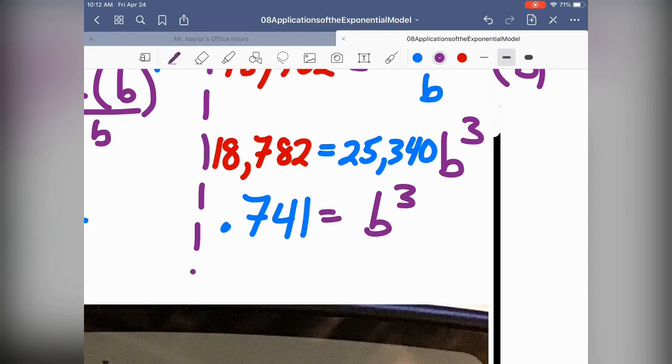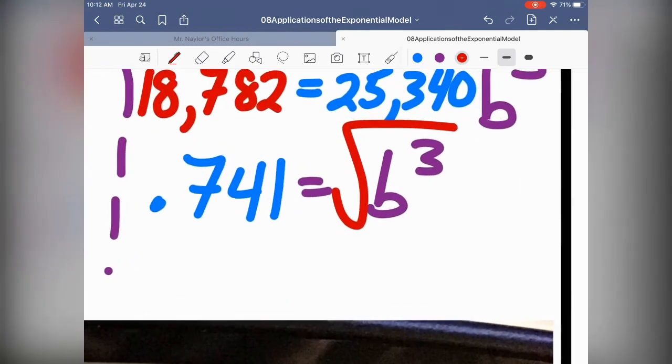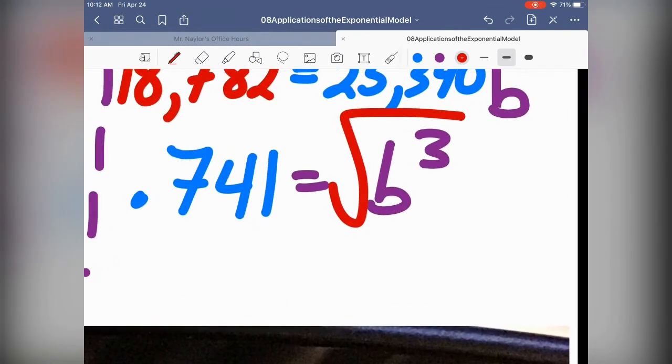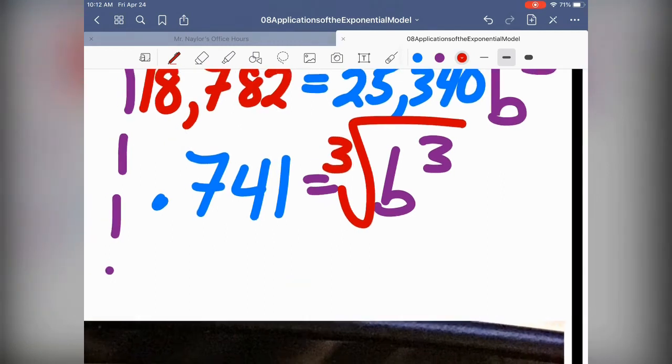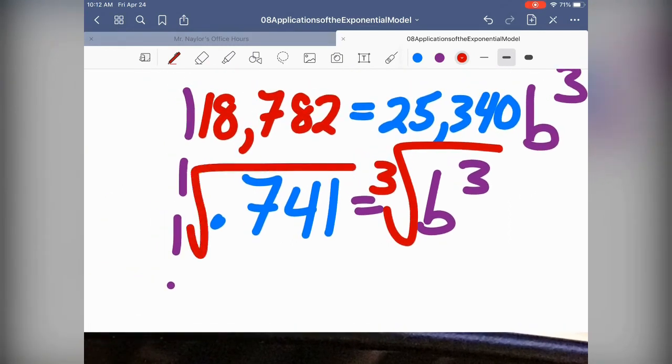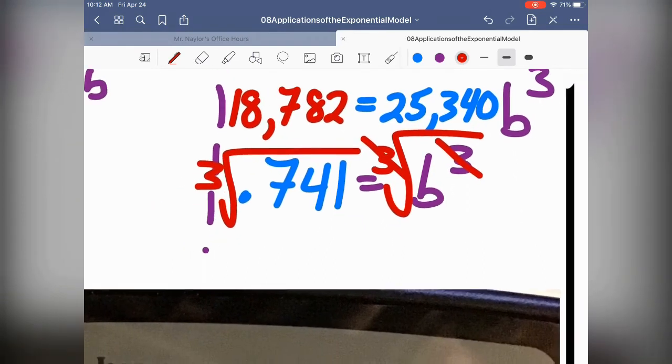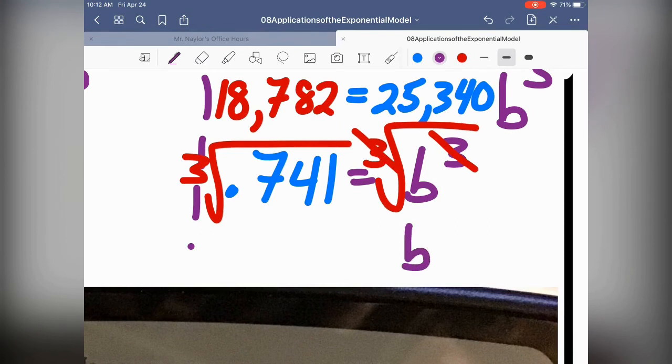We haven't talked about this too much, but it is true that a root will always cancel with an exponent. It's just that we want to use the same root. So if this is a b to the 3rd, we're going to have to use a matching root of a cube root. So what I'm doing is the cube root of both sides. And what that does is it cancels with my exponent, and it finally leaves me with the base. Now, that comes out to be 0.905.